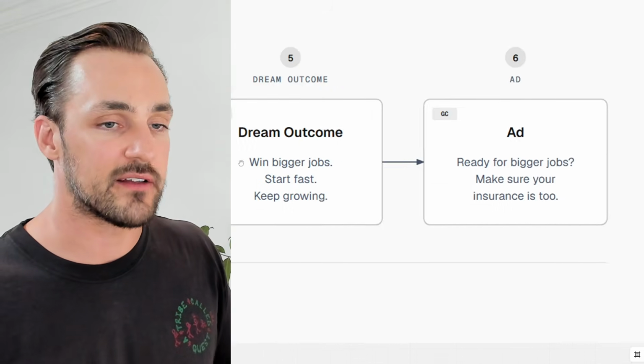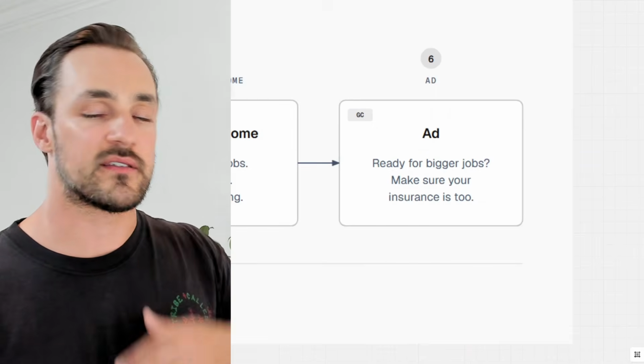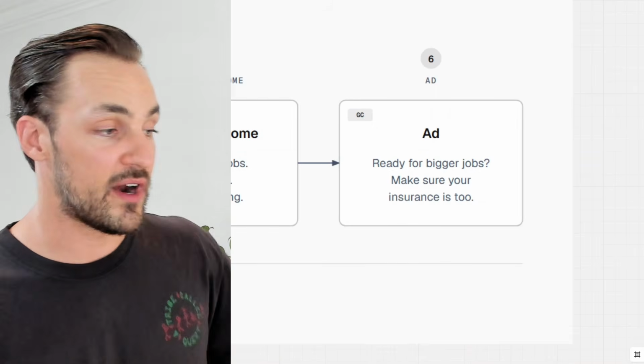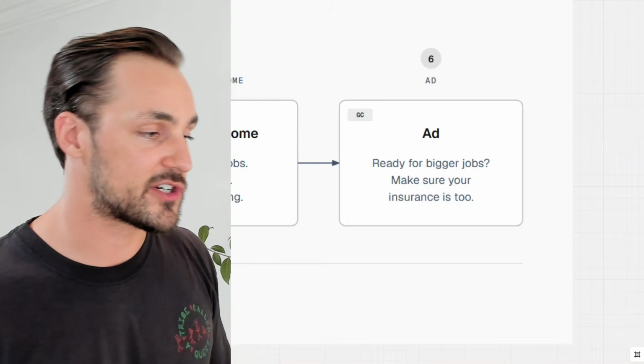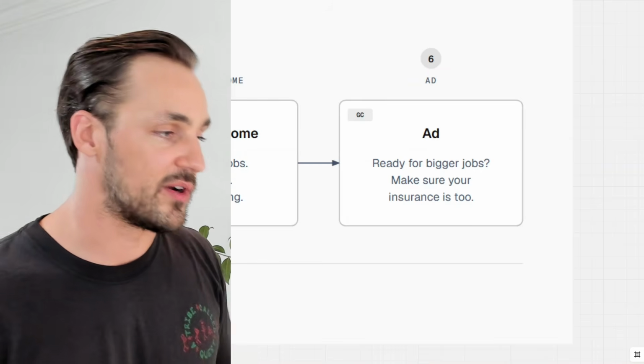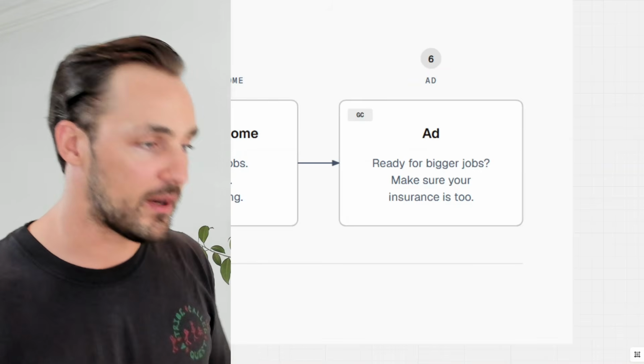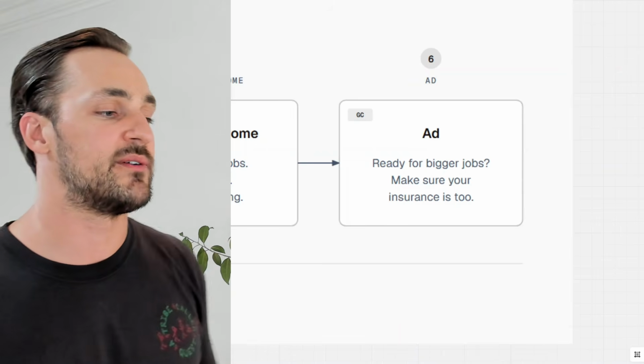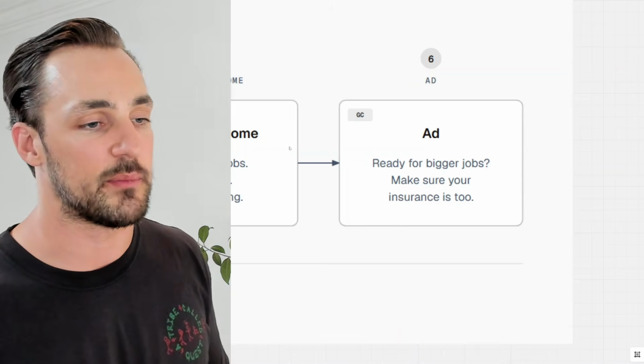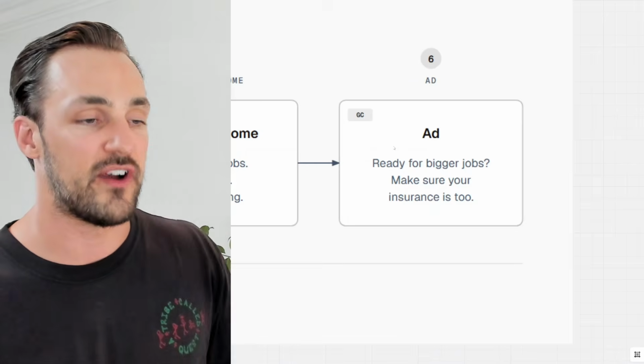Now we can finally write the ad. It's something as simple as, hey, are you ready for big jobs? Make sure your insurance is too. Notice where the ad showed up, at the end, because by the time I understand the buyer this well, I do not have to sit around trying to invent clever ad copy. This is very, very basic. It's a very basic example.